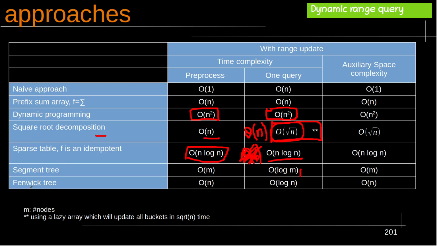We will see also the Fenwick tree, called also binary indexed tree. We have to pre-process the tree in linear time, updating and querying in log n, and we need linear space of size n to build this Fenwick tree, where n is the size of the original array.